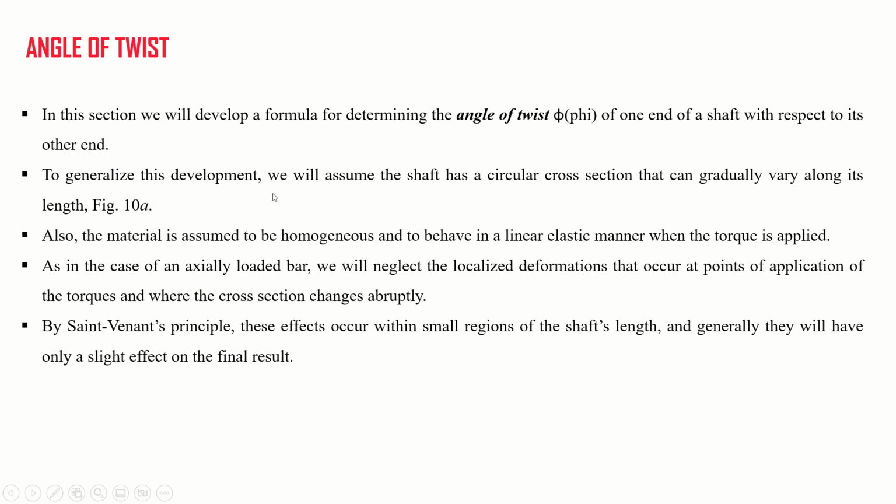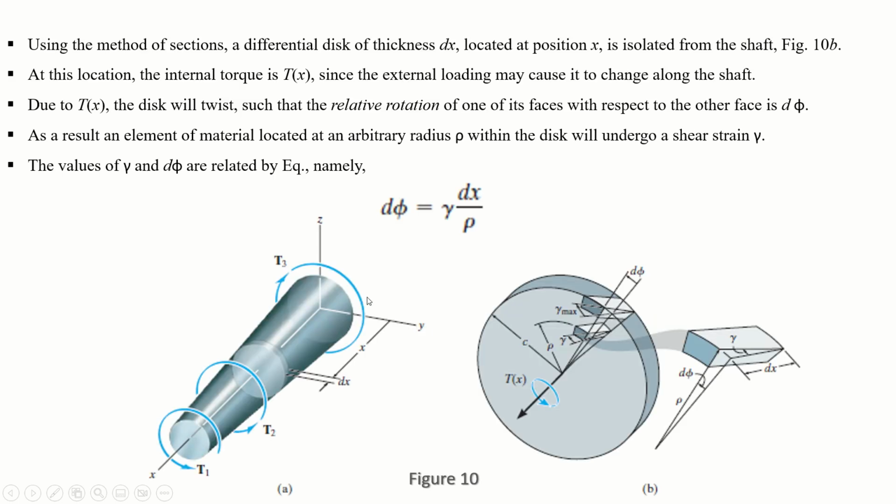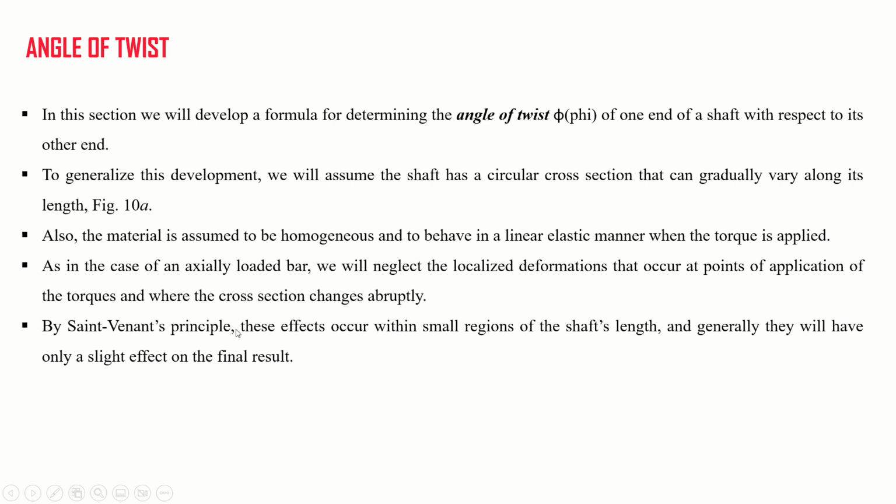To generalize this development, we'll assume the shaft has a circular cross section. The first assumption is that it has a circular cross section that can gradually vary. So the cross section is not constant, it is varying gradually along its length, right? So let me take you to the figure. You can see that the cross section is smaller over here and it's getting bigger when we are moving in this direction. Also, the material is assumed to be homogeneous and to behave in a linear elastic manner, right?